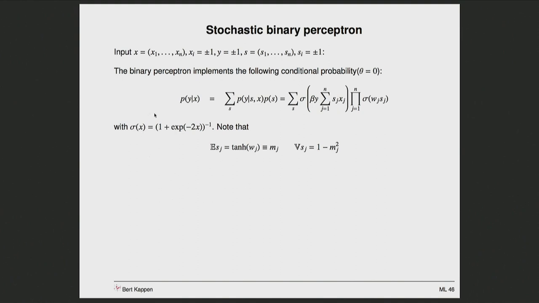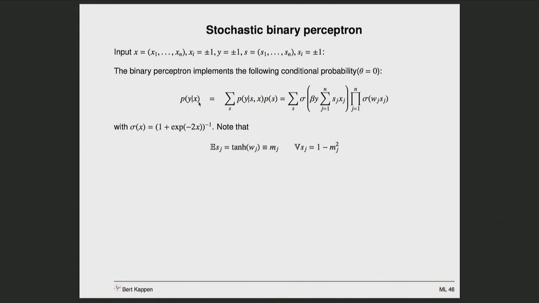Here we have the so-called stochastic binary perceptron. We have an input X, which for simplicity we take as just a binary vector. These are the inputs. Then we have an output, which is plus or minus 1. And we have synapses, which we denote here by S, which are also plus or minus 1. So this is our learning machine. For simplicity, we take the threshold equal to 0, just not to clutter the notation.